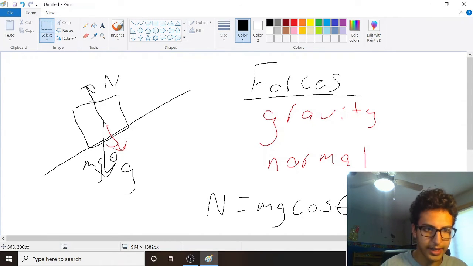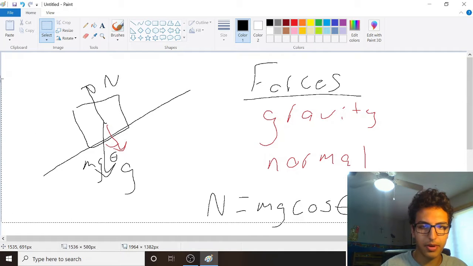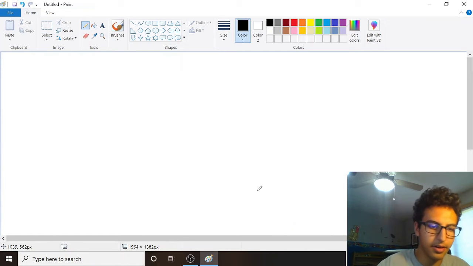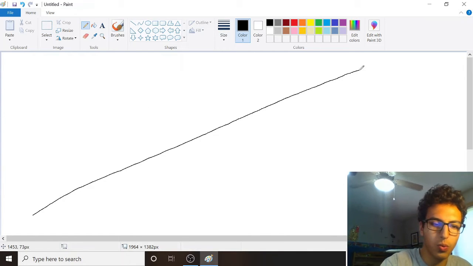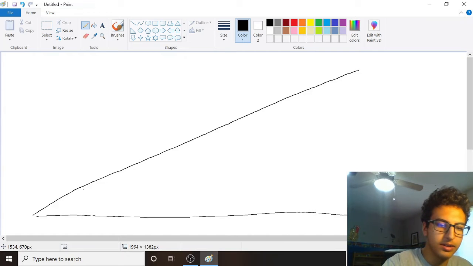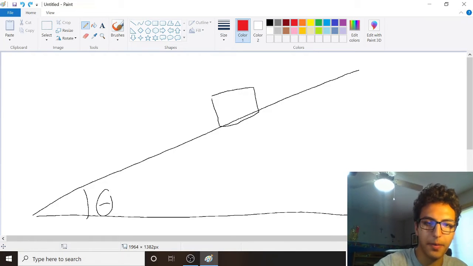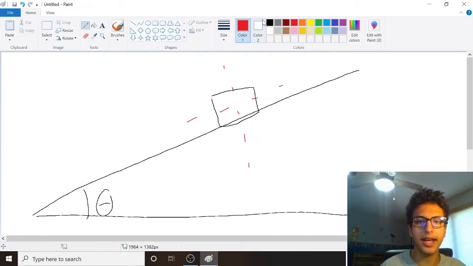Okay, so let's try an example of a ramp on an incline. So let's draw our big incline here. Okay, with an angle theta, and we'll put a box on it. And we'll draw our axes with respect to the box. We'll draw those in red. Okay, and we can analyze forces on the box in blue.